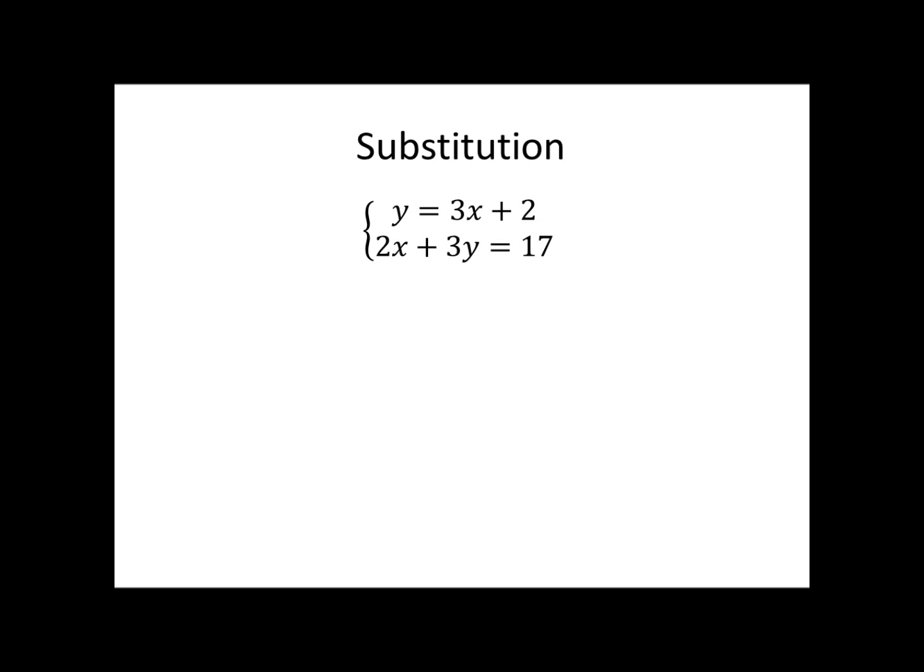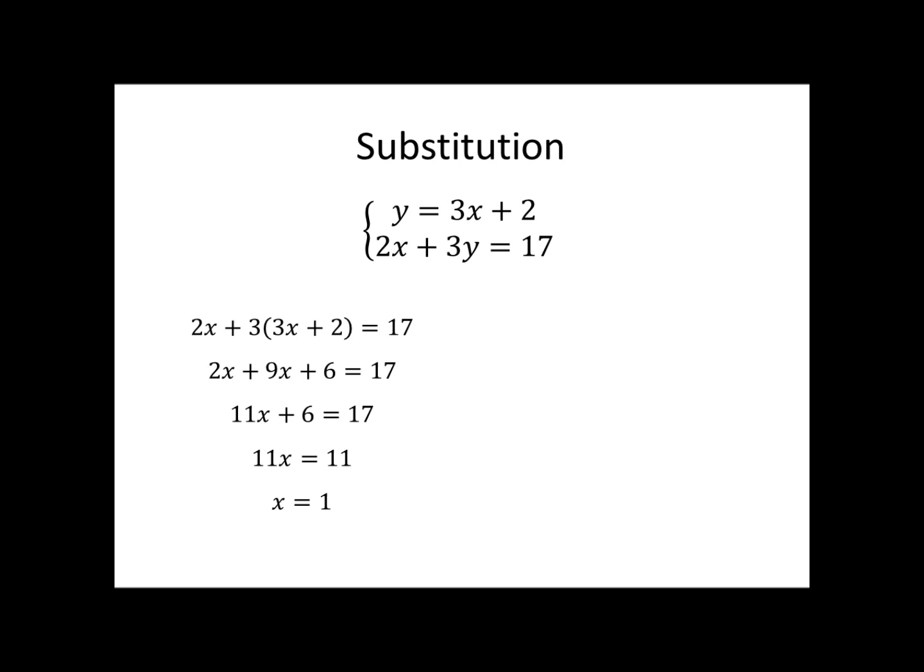Again, the top one is already solved for y. So in the second equation, I'm going to replace that y with 3x plus 2. Now notice I've got it in parentheses. That 3 in front of the parentheses will multiply the 3x and the 2. I should go ahead and do that as my next step. I get 2x plus 9x plus 6 equals 17. So now it's just an equation to solve. I combine like terms, I subtract over the 6, and now when I divide by the 11, I get x equals 1.